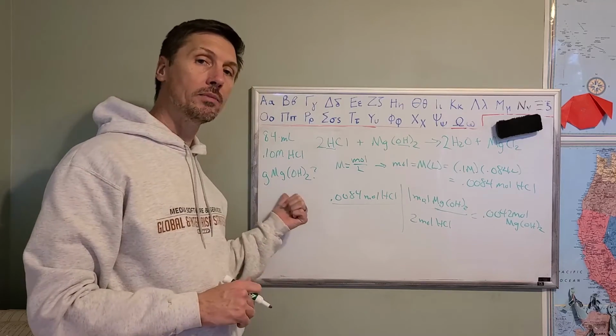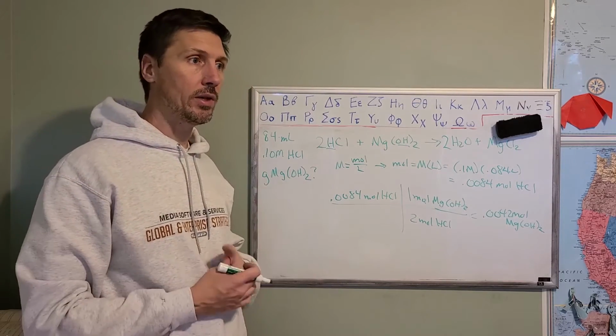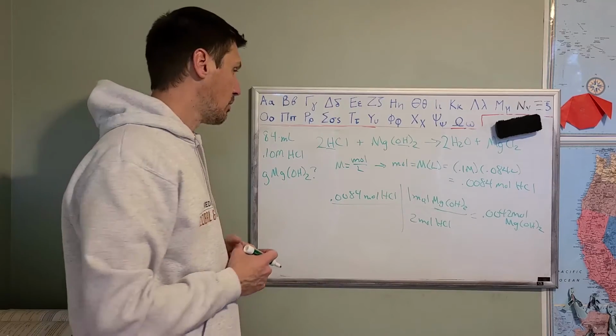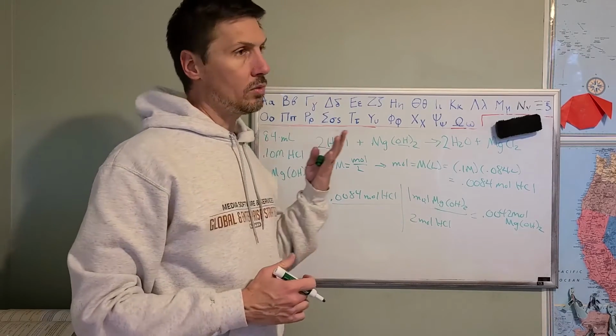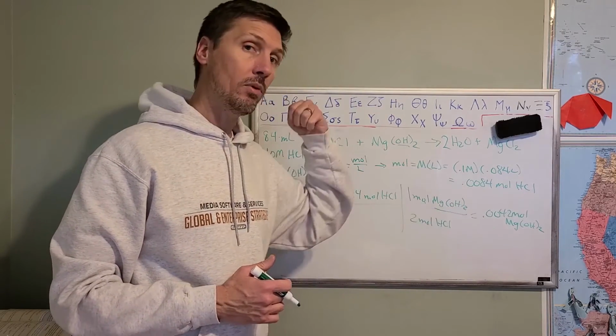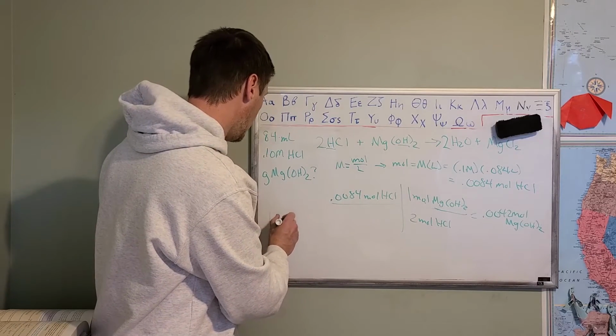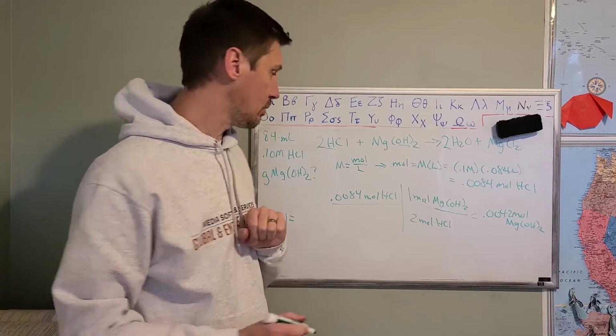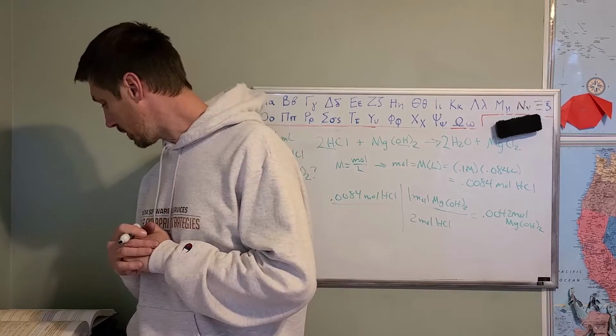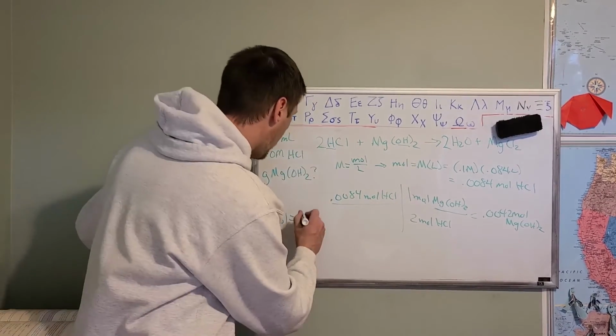Now, it didn't ask us for moles of MgOH2. It said how many grams of MgOH2. But we know how to do that. We can just use the atomic mass of MgOH2. We go to our periodic table and figure out the atomic mass of that. And that tells us that 1 mole of MgOH2 is equal to 58.33 grams.